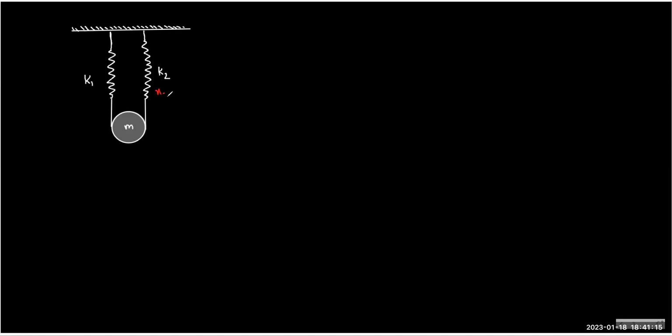So let's say X2 is the extension in spring 2 and X1 is the extension in spring 1. So tell me, if I assume that the two springs have been extended by these values, what do you think? What will be the downfall of the pulley? How far below can the pulley go? So I'm assuming the pulley can go down by X. Can you relate X, X1, X2?